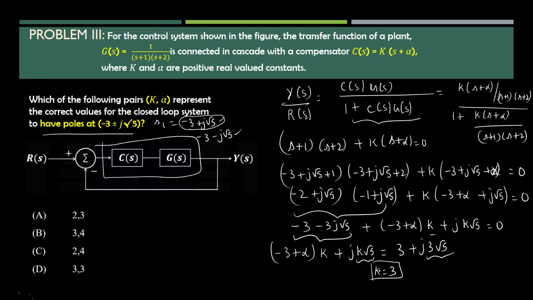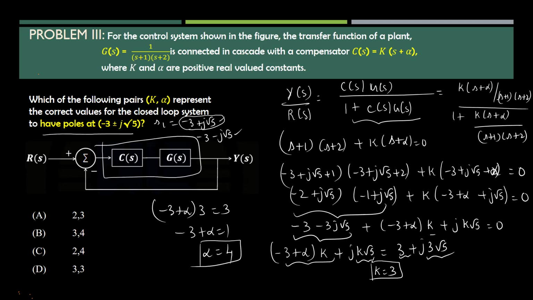And then by substituting k value and equating the real parts. So equating now real parts: minus 3 plus alpha into k equal to 3. So 3 by 3 equal to 1. So minus 3 plus alpha equal to 1. Alpha equal to 4. Okay.